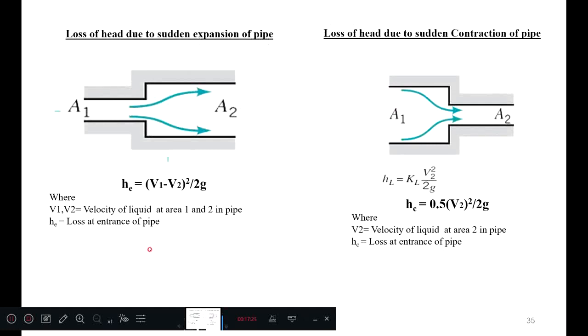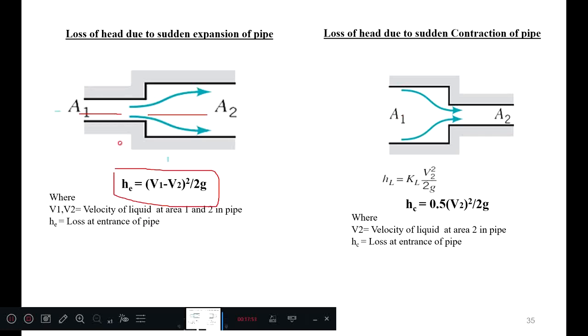Then finally, this is the loss due to sudden expansion of the pipe, that is from A1 to A2. When it is changing from A1 to A2, A1 is the smaller area and A2 is the larger area. When the flow is taking place from a smaller area to a larger area suddenly, then this equation can be used to calculate the energy losses due to sudden expansion, where V1 and V2 are the velocities of the liquid at areas 1 and 2.